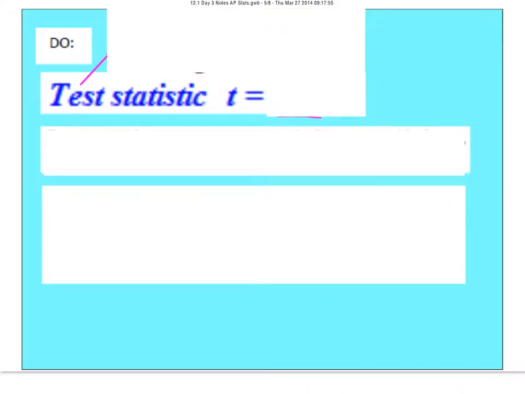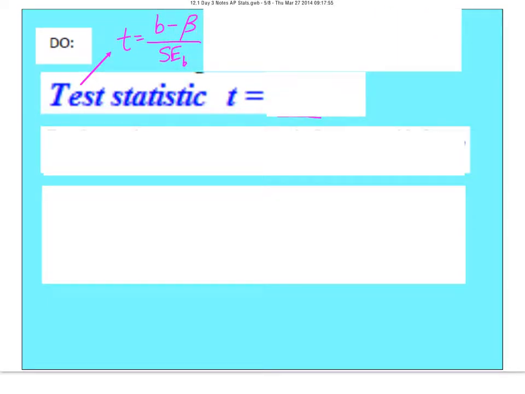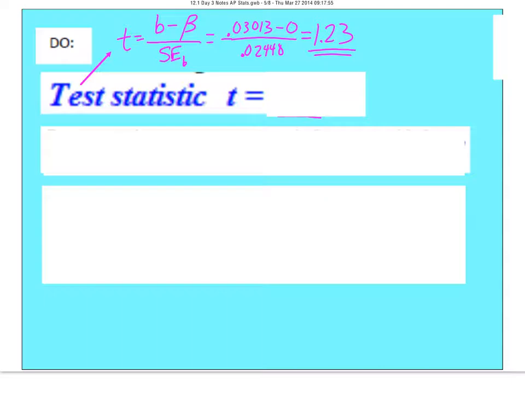Now for the do portion, remember the test statistic is actually on that computer output, but I'm going to show you where it comes from. What they're going to do is take the sample slope minus our hypothesized beta of 0 over the standard error. So the B estimate and the standard error of B were in the computer output, and our hypothesis for the null was 0. That gave us a test statistic of 1.23, which is exactly what they showed, so you can use the computer output.